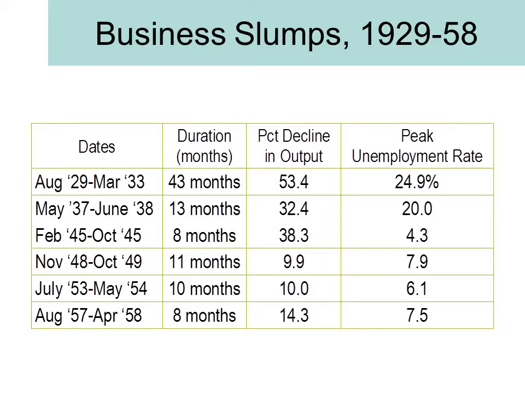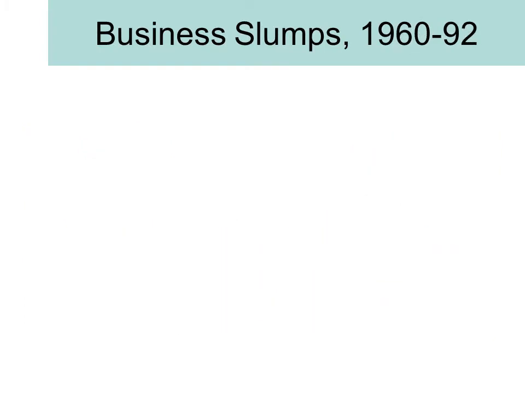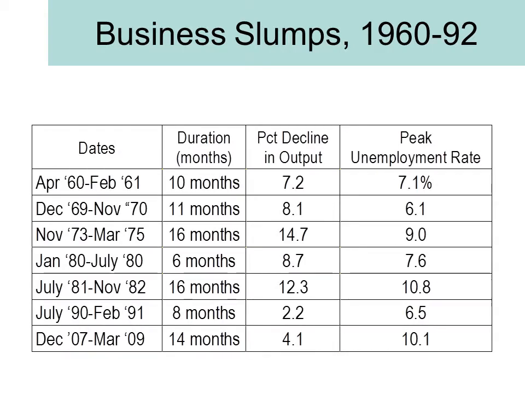Okay, let's look at some more recent U.S. economic history, some more recent economic data. Here's the data for the most current recessions in the United States. We left out the mild recession in 2000, but let's particularly focus on 3 recessions. Let's focus on the November 73 through March 75 recession, which lasted 16 months and saw a 14.7% decline in GDP or output, and unemployment got as high as 9%.